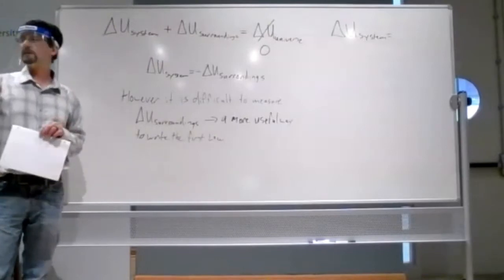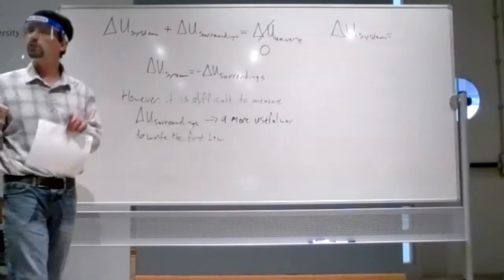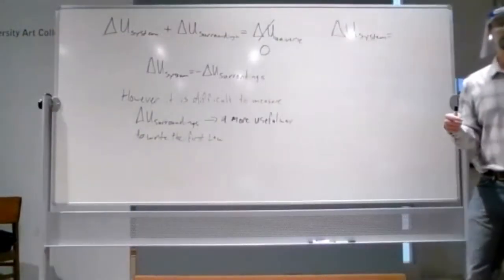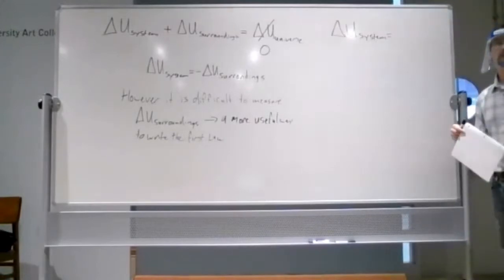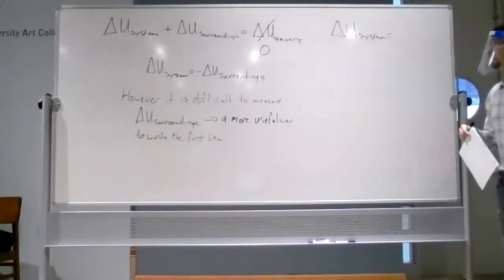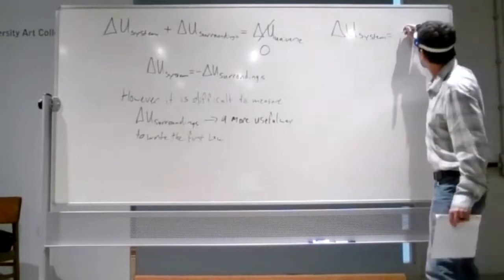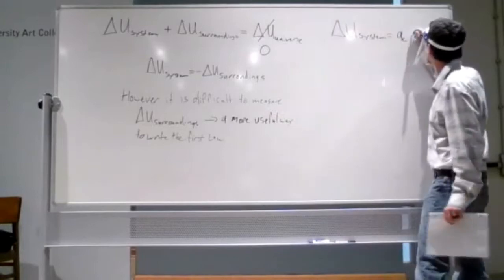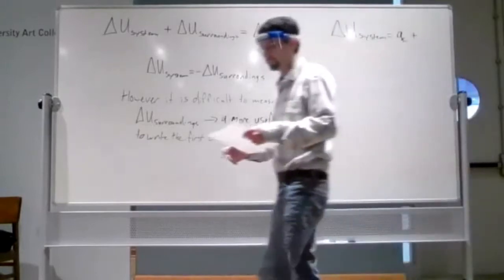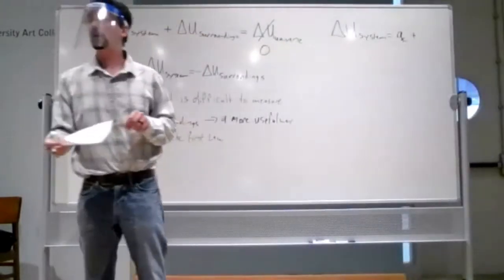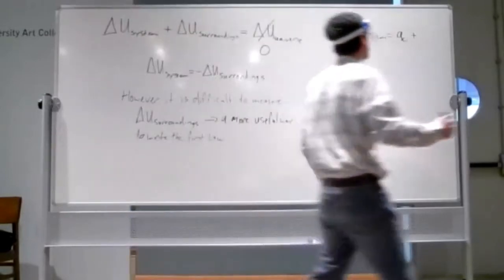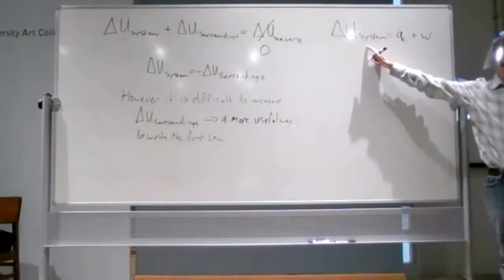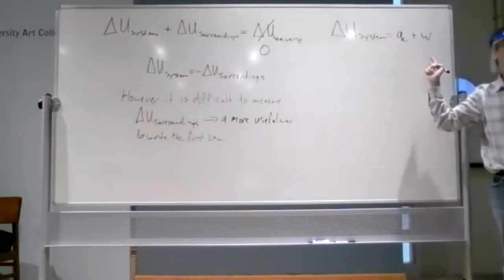There are two ways that this can happen. Does anybody know the two ways energy can be transferred in and out of a system? Yep. So heat, any other things? There's one other one. Pressure, yeah, it's related to pressure or work. So joules going in, joules going out. So the internal energy of the system is defined by the heat transfer and the work being done to or by the system.